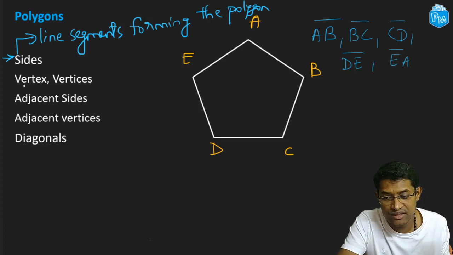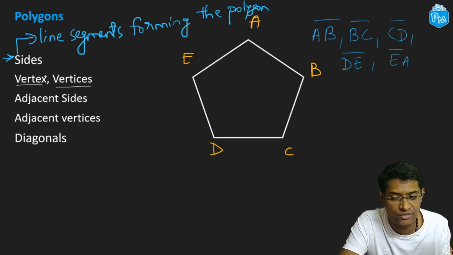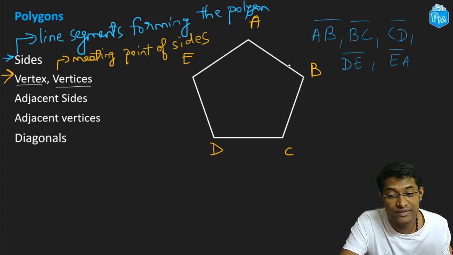Now let's try to understand what a vertex is and what the vertices are. The plural of vertex is vertices. Vertex is singular, vertices is plural. All right, now with vertex you mean the meeting point of the sides. Say you take these two sides AE and AB, they meet at point A, right? So A is a vertex. Or similarly B, AB and BC meet at B, so B is a vertex. So all these points are vertices.